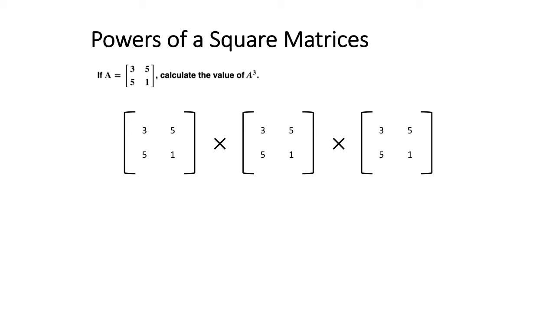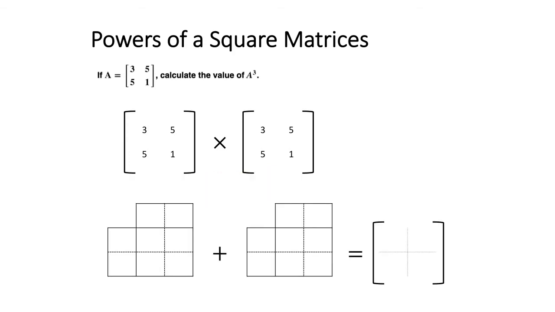To complete that calculation, we can only multiply 2 matrices together at a time. So what we would do is calculate the first 2 matrices and multiply them together. Then once we have our answer for that multiplication, we would multiply it by the third matrix to get our solution to A to the power of 3. So let's have a look at multiplying the first 2 matrices together.